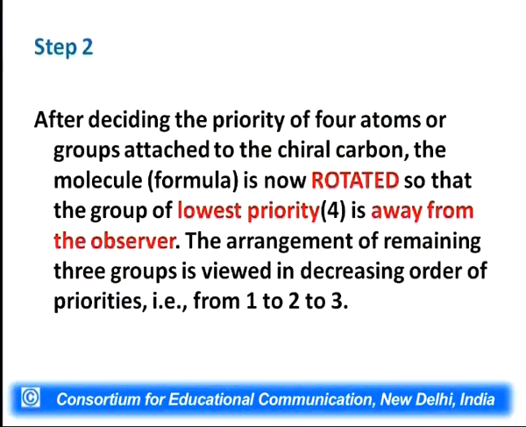Now after we've decided the priority of the four groups or atoms attached to the chiral carbon, the molecule or compound is rotated so that the group which has the lowest priority is away from the observer, right? That means we have to rotate the molecule so that the group with the lowest priority is far away from us, so that our eye falls last on it, and then we look at the arrangement of the remaining groups. And then we see whether our eye is going from the group having highest priority to lowest priority in a clockwise direction or in an anti-clockwise direction.